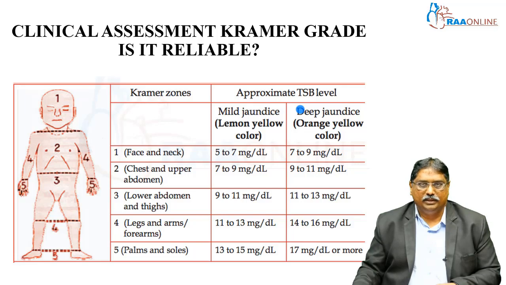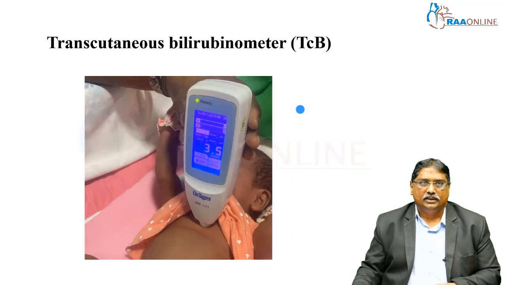Though this has been widely used, a lot of evidence has come telling that visual assessment of jaundice sometimes does not correlate. So it's been recommended to use a transcutaneous bilirubinometer, which is an equipment where you place it on the skin, either on the forehead or on the sternum, and then you see what the bilirubin level is, and based on that you take action. So it shows the bilirubin level when it is placed on the skin. For example, in this baby, the bilirubin level is 3.5 milligram per deciliter.